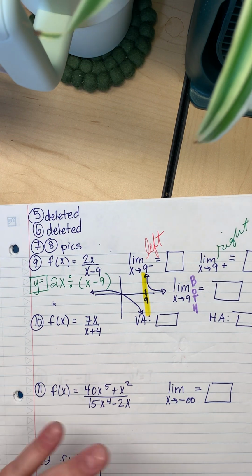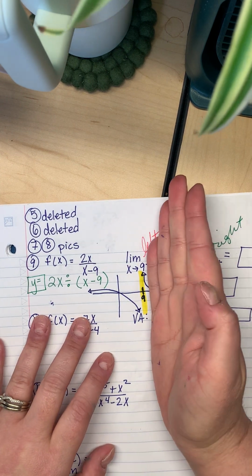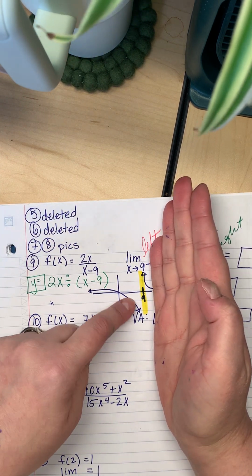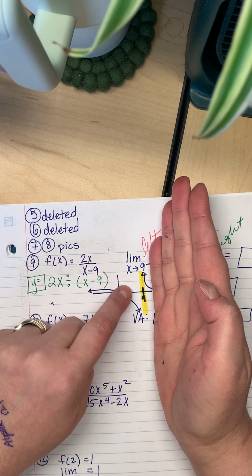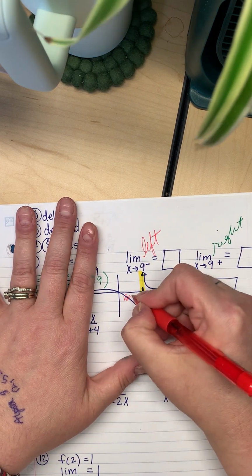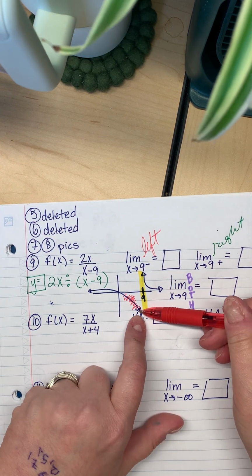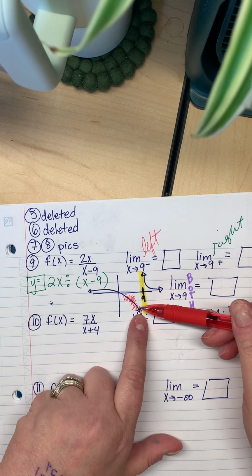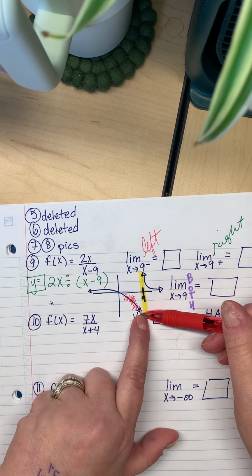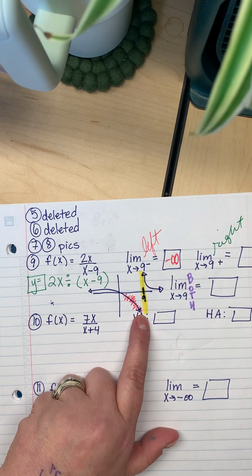And they want to know what's the y value as we look to the left of 9. And we come really, really close to directly to the left of 9. Well, directly to the left of 9, it's pointing down, as in its y value is negative infinity. So that's for x approaches 9 from the left.